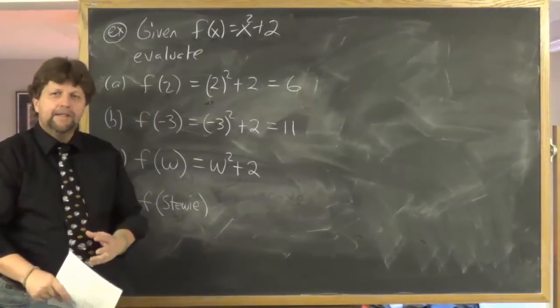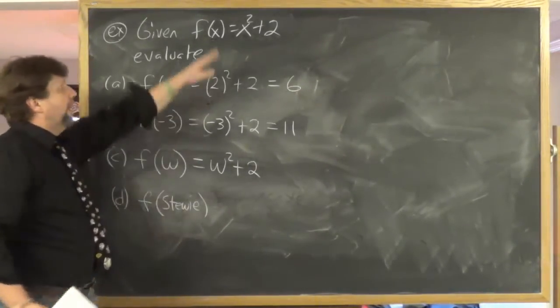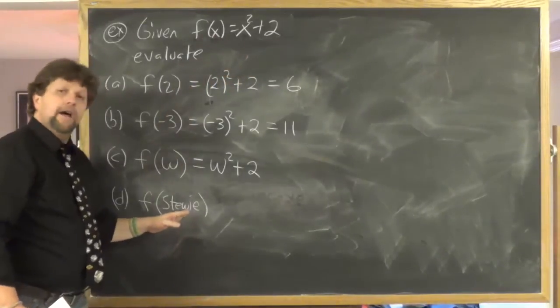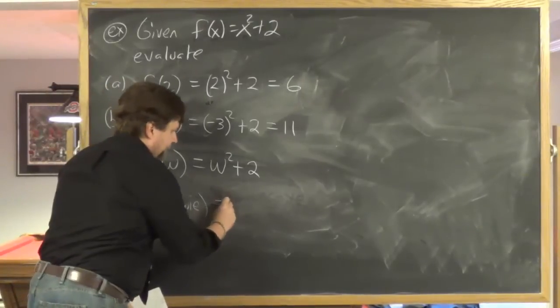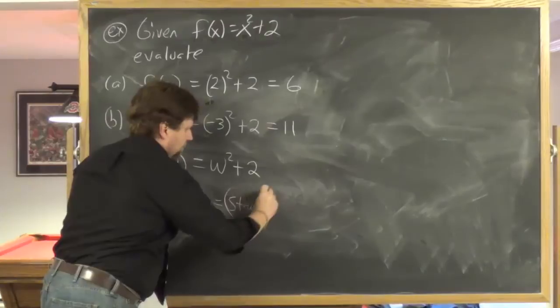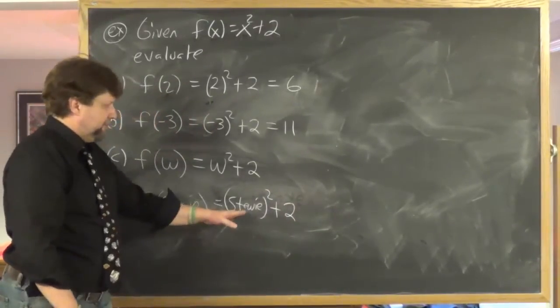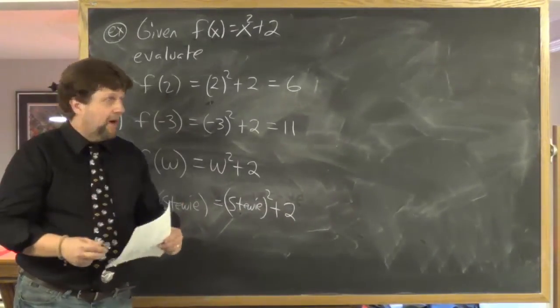It's the same process. The exact same process that we've been doing. Wherever we see an x, we're going to put in Stewie. So tossing Stewie in for x, that's what f of Stewie would be. Stewie squared plus 2. It's all about the process.